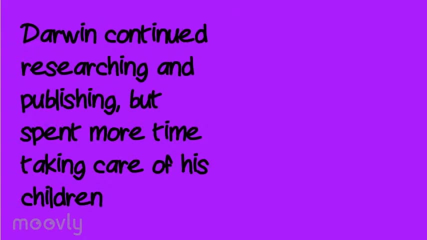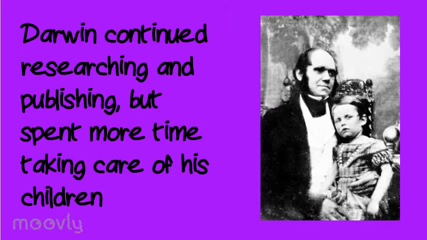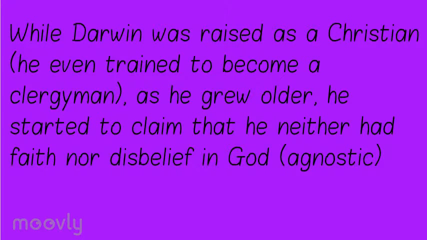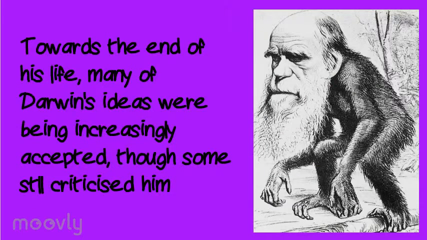In his later life, Darwin continued researching and publishing, but spent more time taking care of his children, because the ones who didn't die early were usually sick. While Darwin was raised as a Christian and trained to become a clergyman, as he grew older, he started to claim that he had neither faith nor disbelief in God. Towards the end of his life, many of Darwin's ideas were being increasingly accepted, though some still criticized him because he often hinted that men descended from apes.